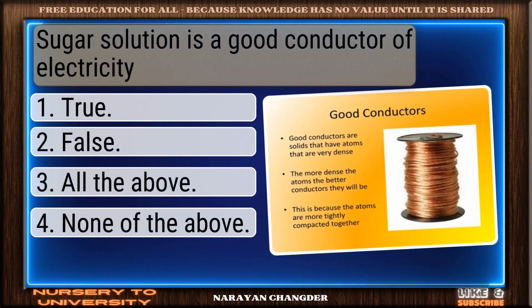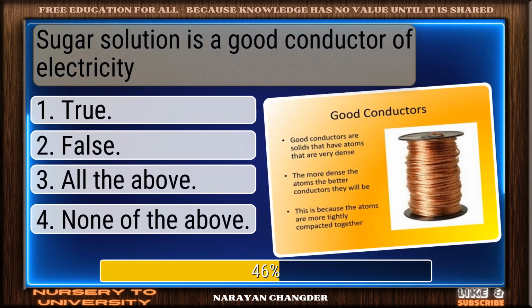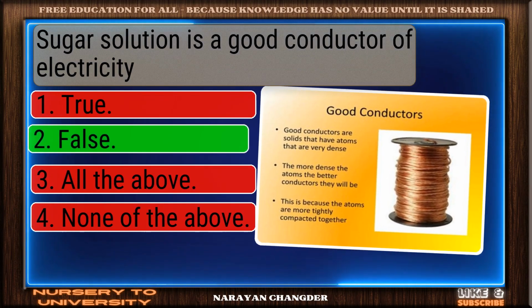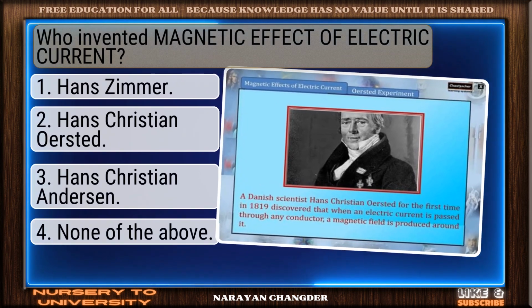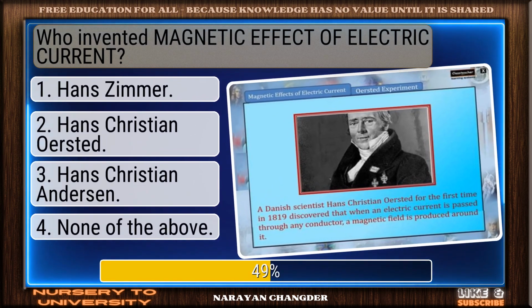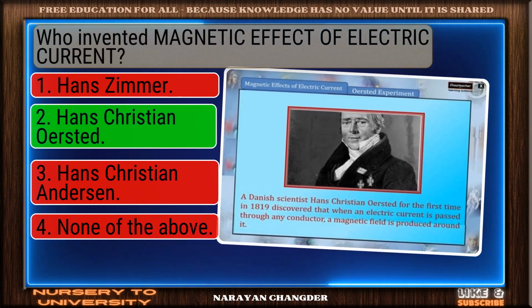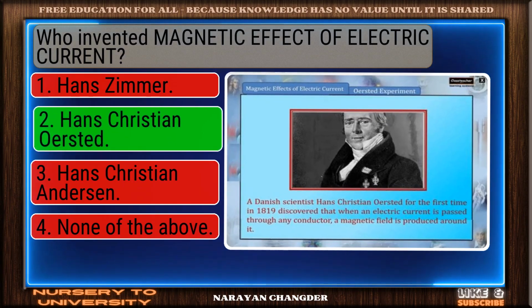Question number 58. Sugar solution is a good conductor of electricity. Good job. Your answer false works well here. Question number 59. Who invented magnetic effect of electric current? Clear logic. Your choice Hans Christian Ørsted is sound and 100% true.